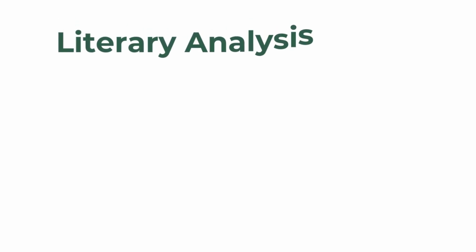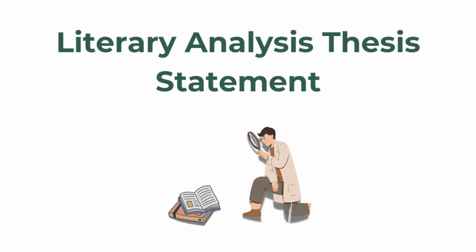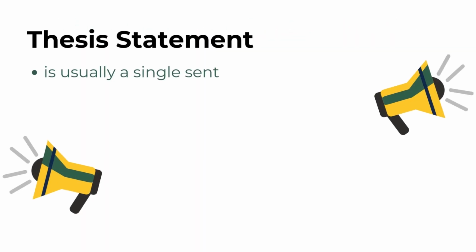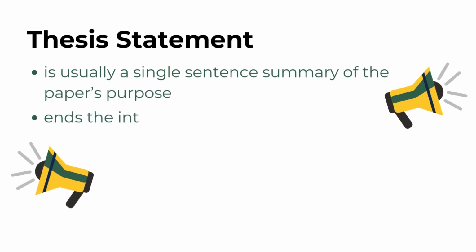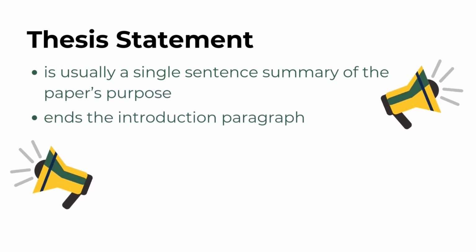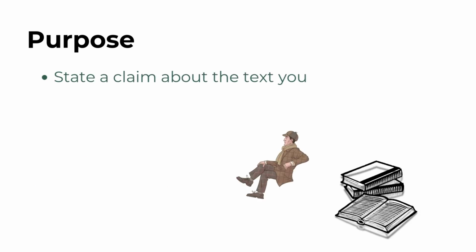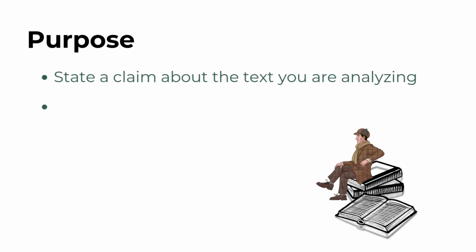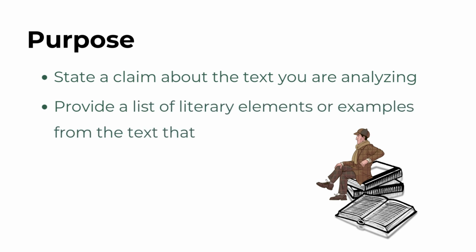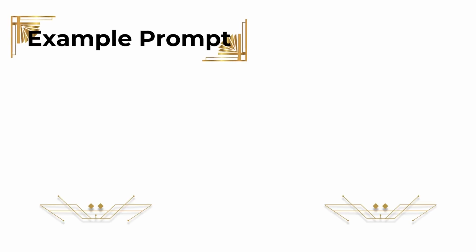Today, we're going to discuss how to write a literary analysis thesis statement. Let's remember that a thesis statement is usually a single sentence summary of the paper's purpose that ends the introduction paragraph. The purpose of this thesis statement in a literary analysis paper is to state a claim about the text you are analyzing. This can be done by providing a list of literary elements or examples from the text that support your claim. Let's take a look at an example prompt.